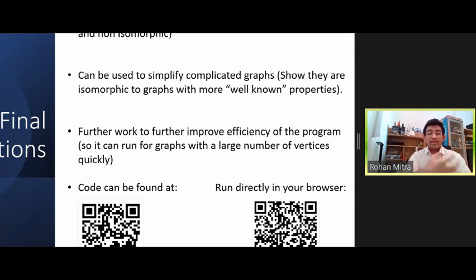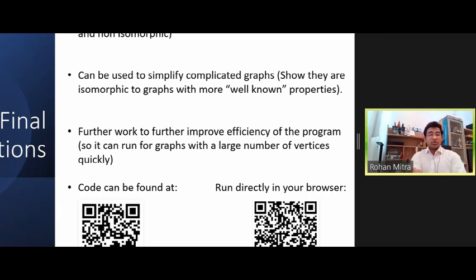You can show that that is isomorphic to something much more well known and whose properties we know. Now remember, I told you earlier that if they're isomorphic, the properties are exactly the same. So if you have something complicated, you can try and show that it's isomorphic to something well known, and you know everything about the complicated graph now.